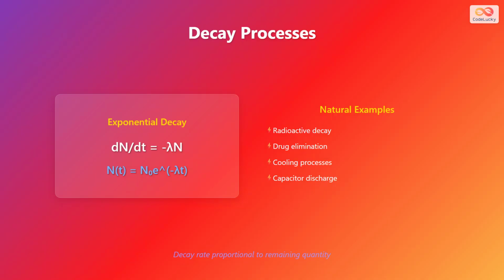Examples of decay processes include radioactive decay, drug elimination from the body, cooling processes, and capacitor discharge. The key concept here is that the decay rate is proportional to the remaining quantity.